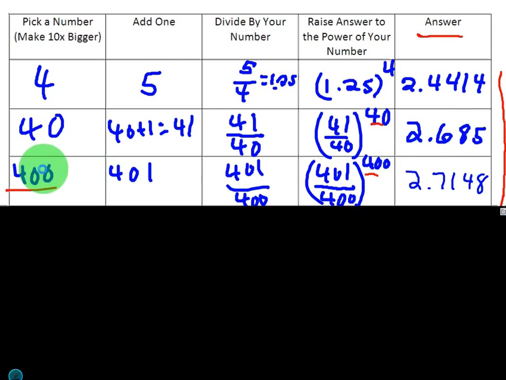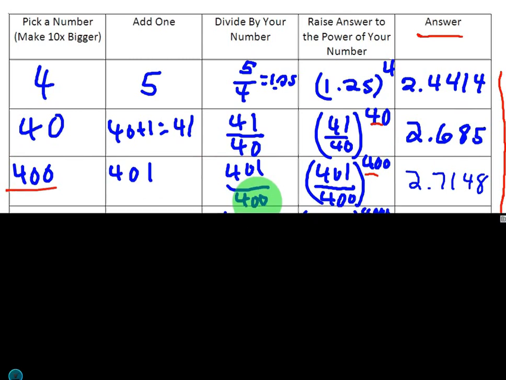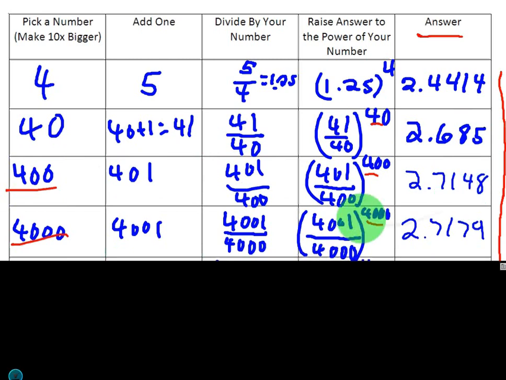So my next number would be 10 times that one, 400. Add 1 to that, divide by the original, so 401 over 400. Raise that to the 400th power, and I get 2.7148. And yes, there are other decimals there. You can't fit infinitely many decimals in a column. That's why it says round. Next row, I got 4,000, 10 times that. So 4,001 over 4,000 to the 4,000th power. I got 2.7179.